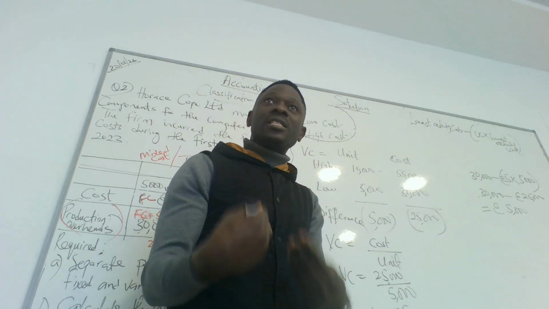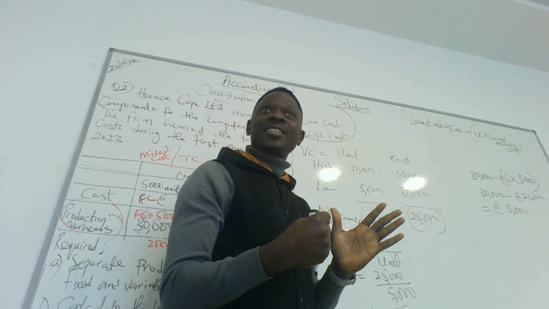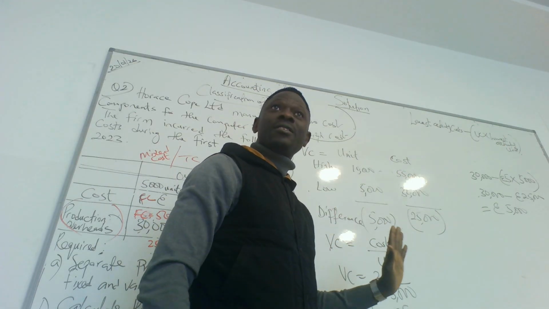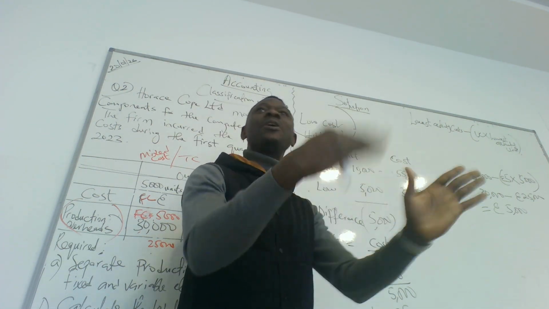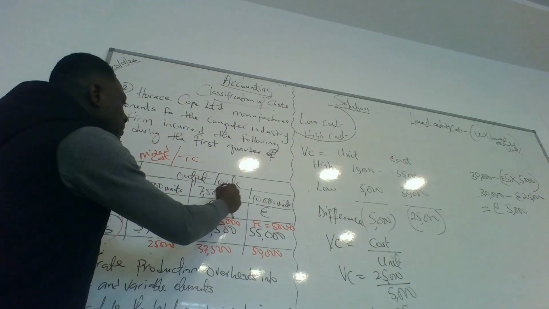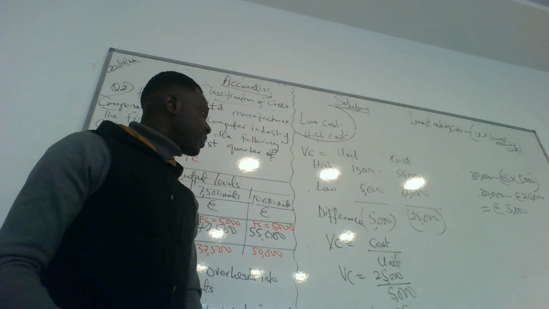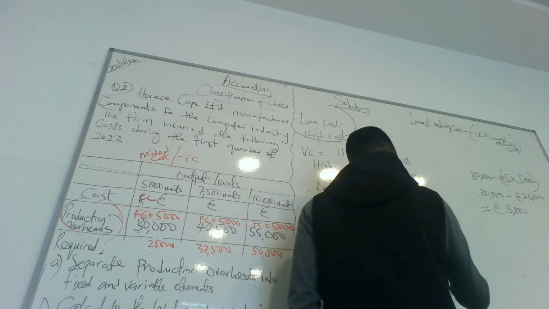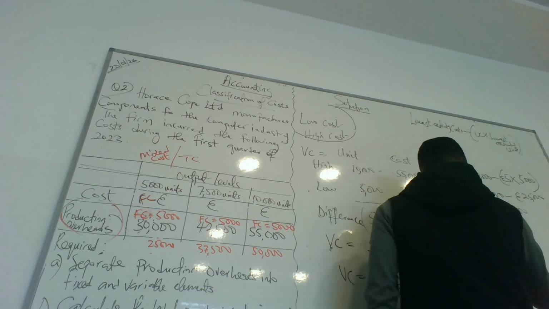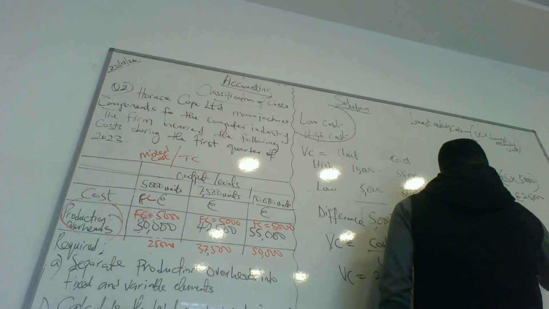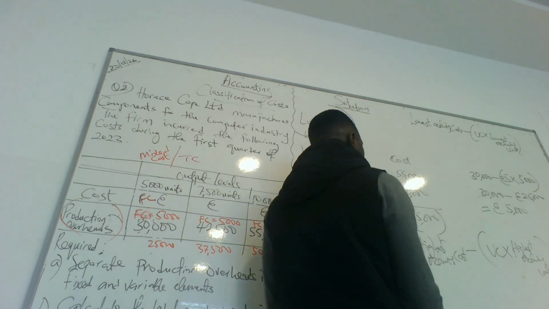We need our VC to get our fixed cost. Now we need to find the fixed cost. Remember, the fixed cost does not change at different levels of output, which simply means at any of these outputs, our FC will remain the same. So how do we get our FC? We say highest activity cost minus VC multiplied by highest activity units, to find the fixed cost. That equals FC.